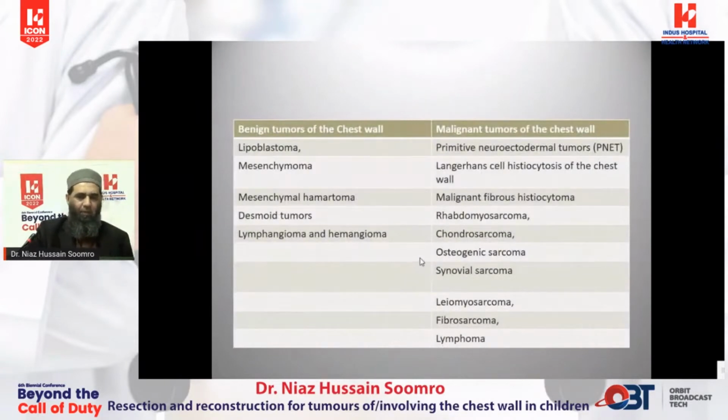This is a brief table indicating benign and malignant chest wall tumors. Lipoblastoma, mesenchymal hamartoma, desmoid tumor, lymphangioma, and hemangioma are in the benign category. In the malignant category are the PNET, Ewing sarcoma, Langerhans cell histiocytosis, malignant fibrous histiocytoma, rhabdomyosarcoma, chondrosarcoma, osteosarcoma, synovial sarcoma, leiomyosarcoma, fibrosarcoma, and lymphoma.